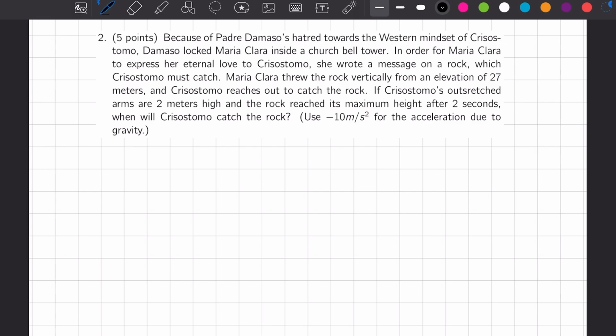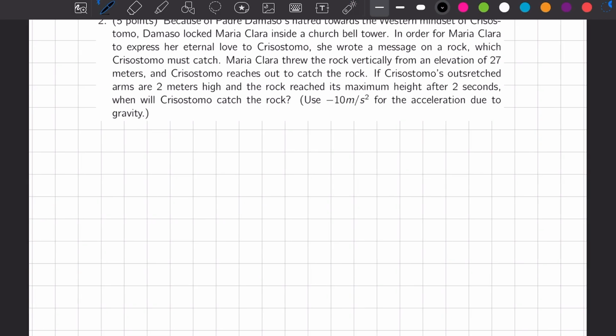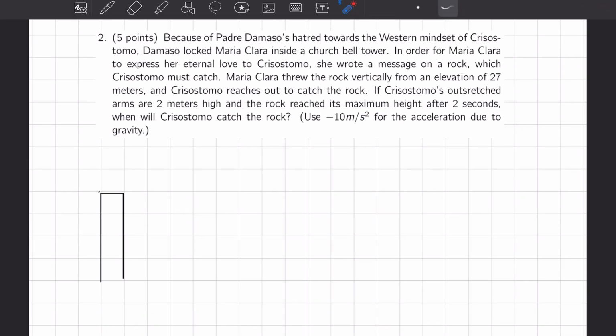So let's see again the problem at hand. What we have is that Maria Clara is locked inside a church bell tower. So let's draw that tower here. Okay. And what we know is that Maria Clara threw the rock vertically from an elevation of 27 meters. So the rock started here at 27 meters.